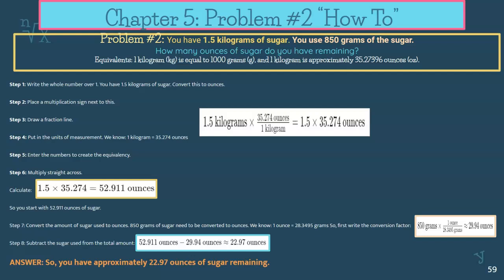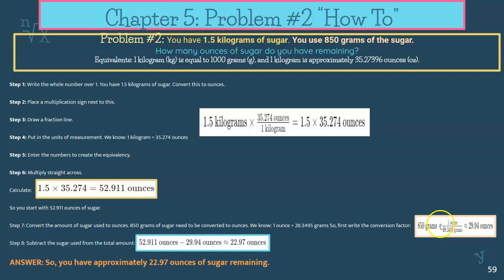Now it says you use 850 grams of the sugar. Well, now we need to convert that to ounces before we can subtract what we used from our total amount of sugar. So you're going to convert the amount of sugar used to ounces. So 850 grams of sugar needs to be converted to ounces. We know from our equivalency chart that 1 ounce equals 28.3495 grams.